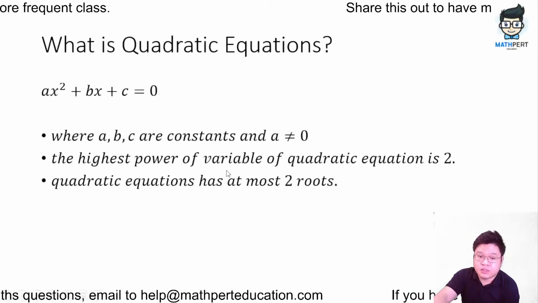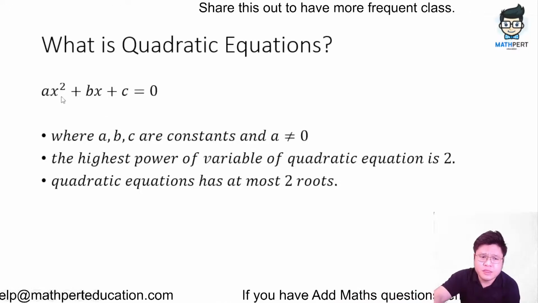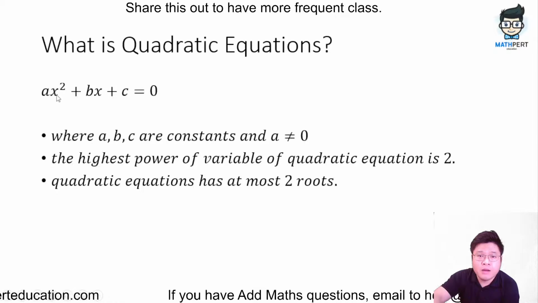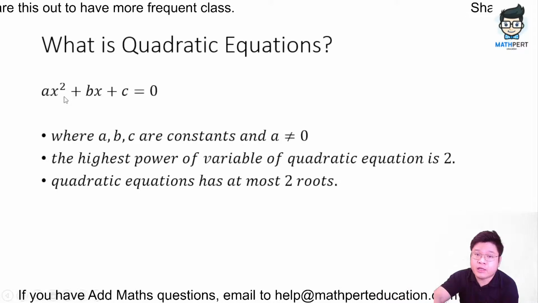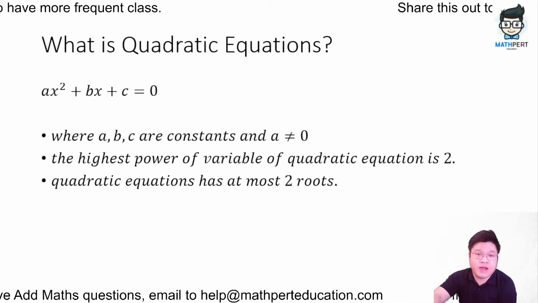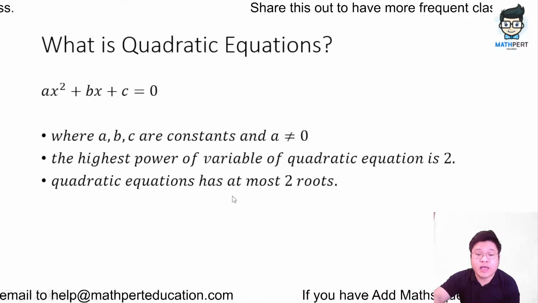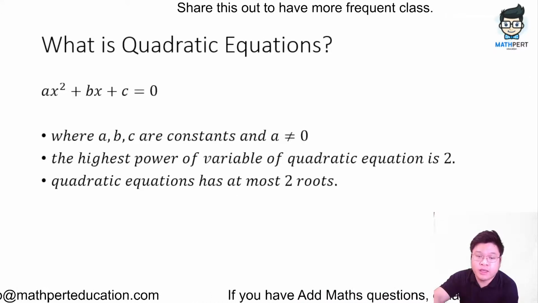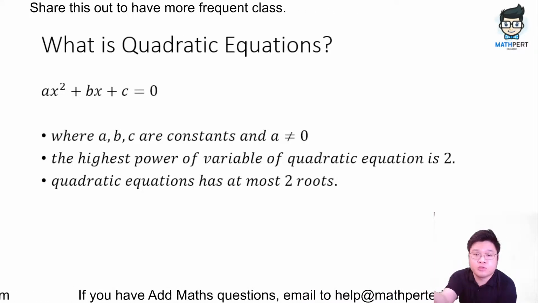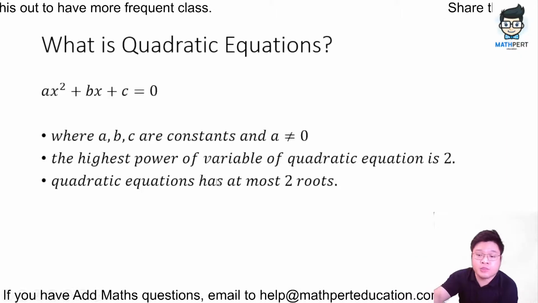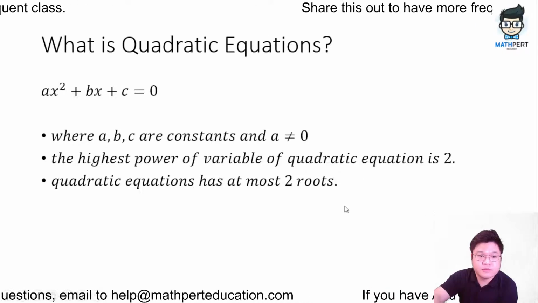What does this mean? The variable means the algebra, so the maximum power for x will be 2. It cannot be 3, 4, or 5. It has to be 2, x squared. A quadratic function has at most 2 roots. You can have 1 root, you can have 2 roots, but you cannot have more than 2 roots because the x power is only 2. That means you have a maximum of 2 roots.